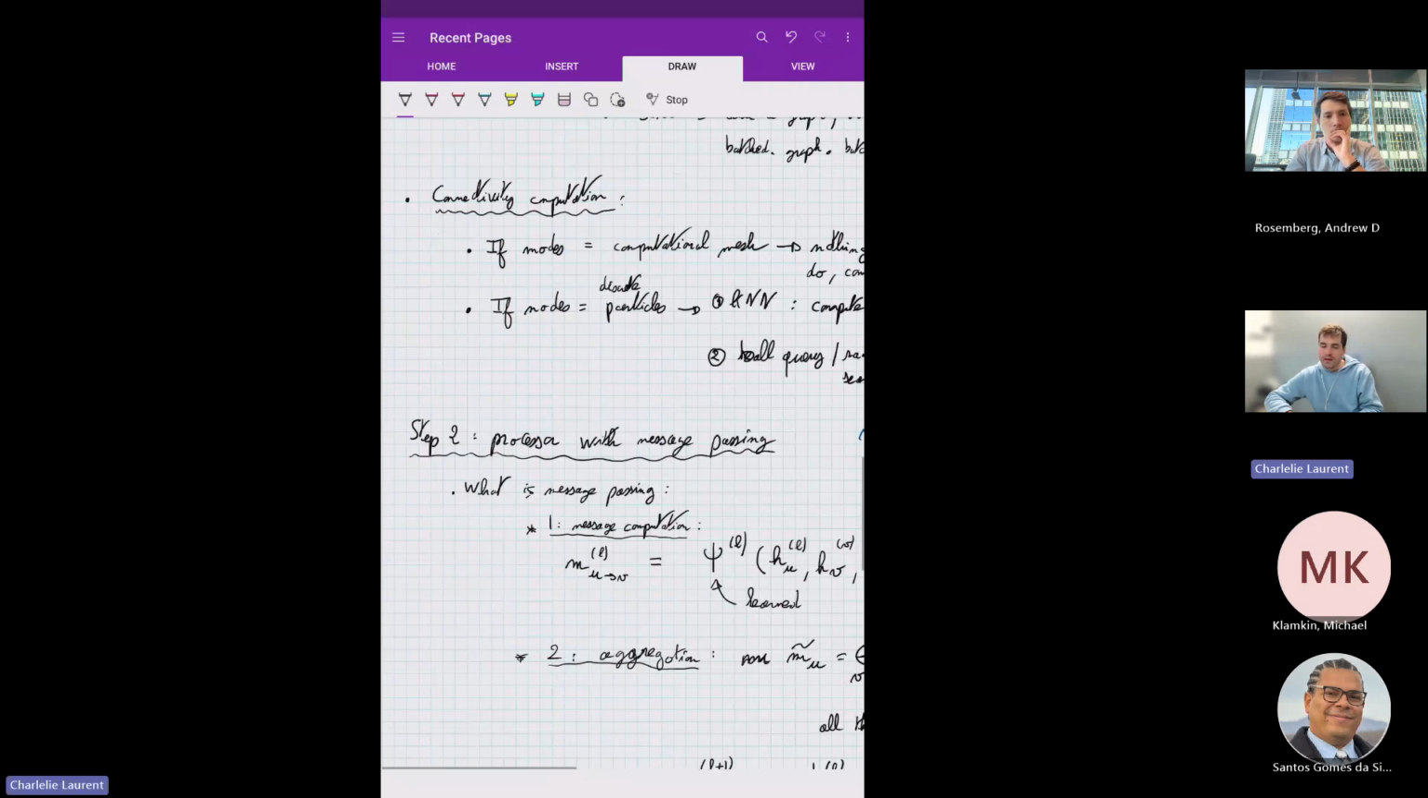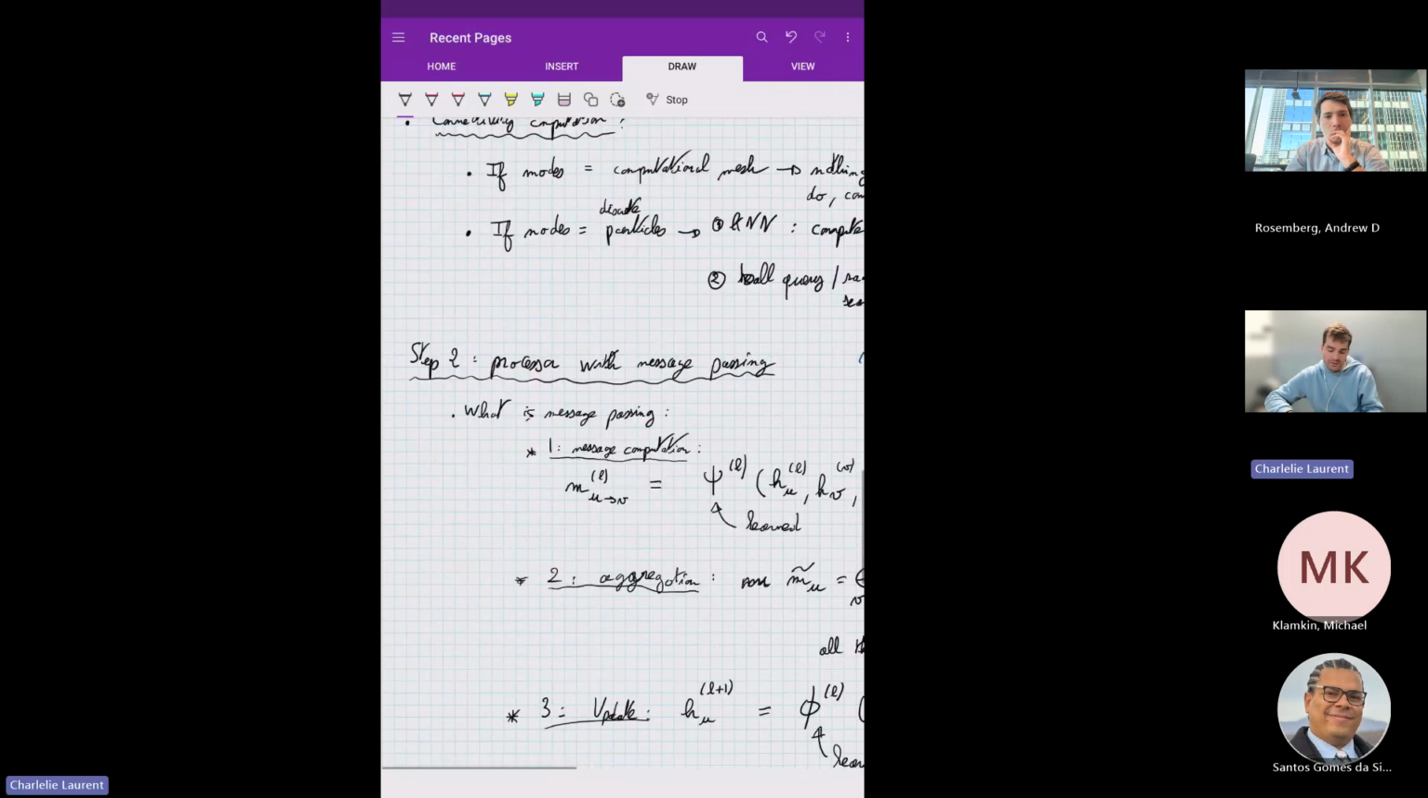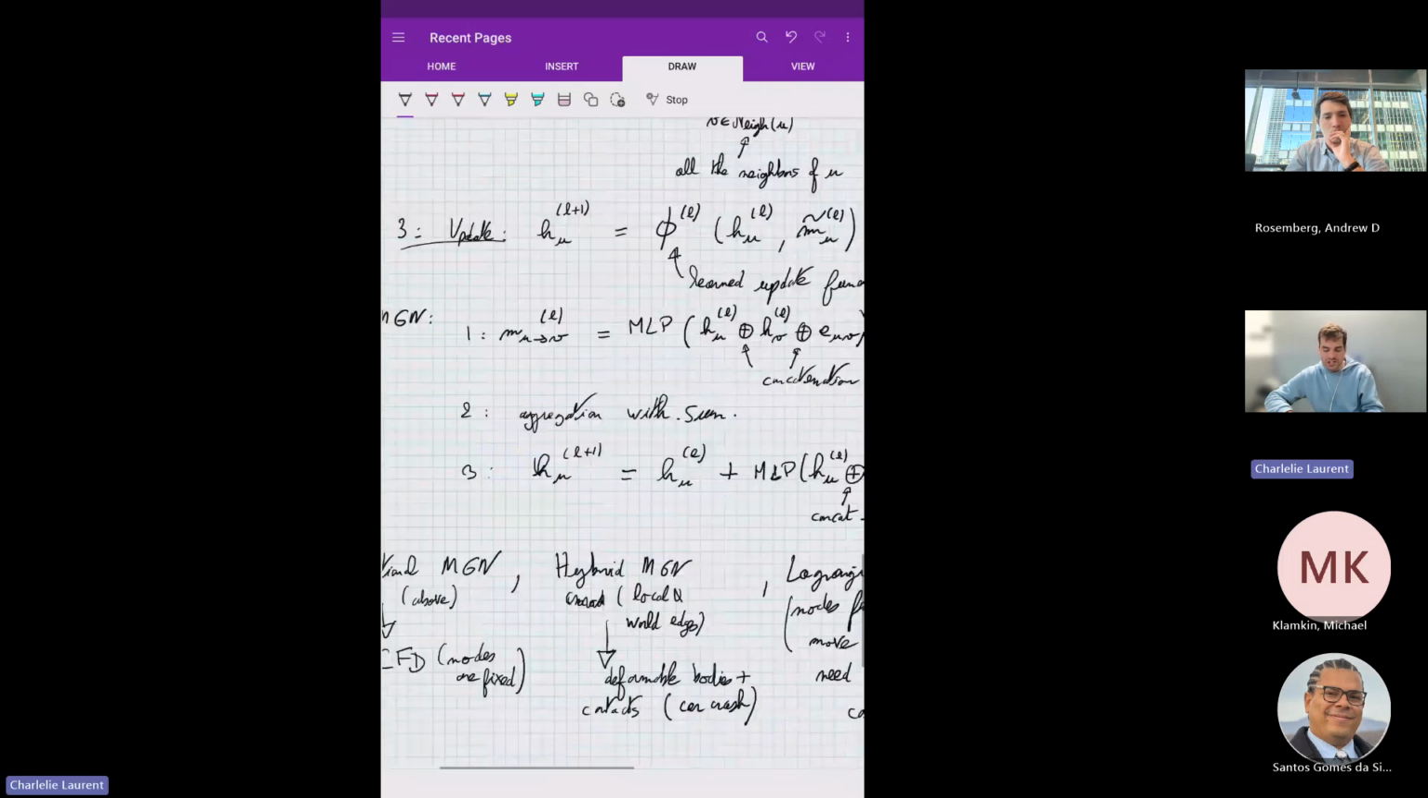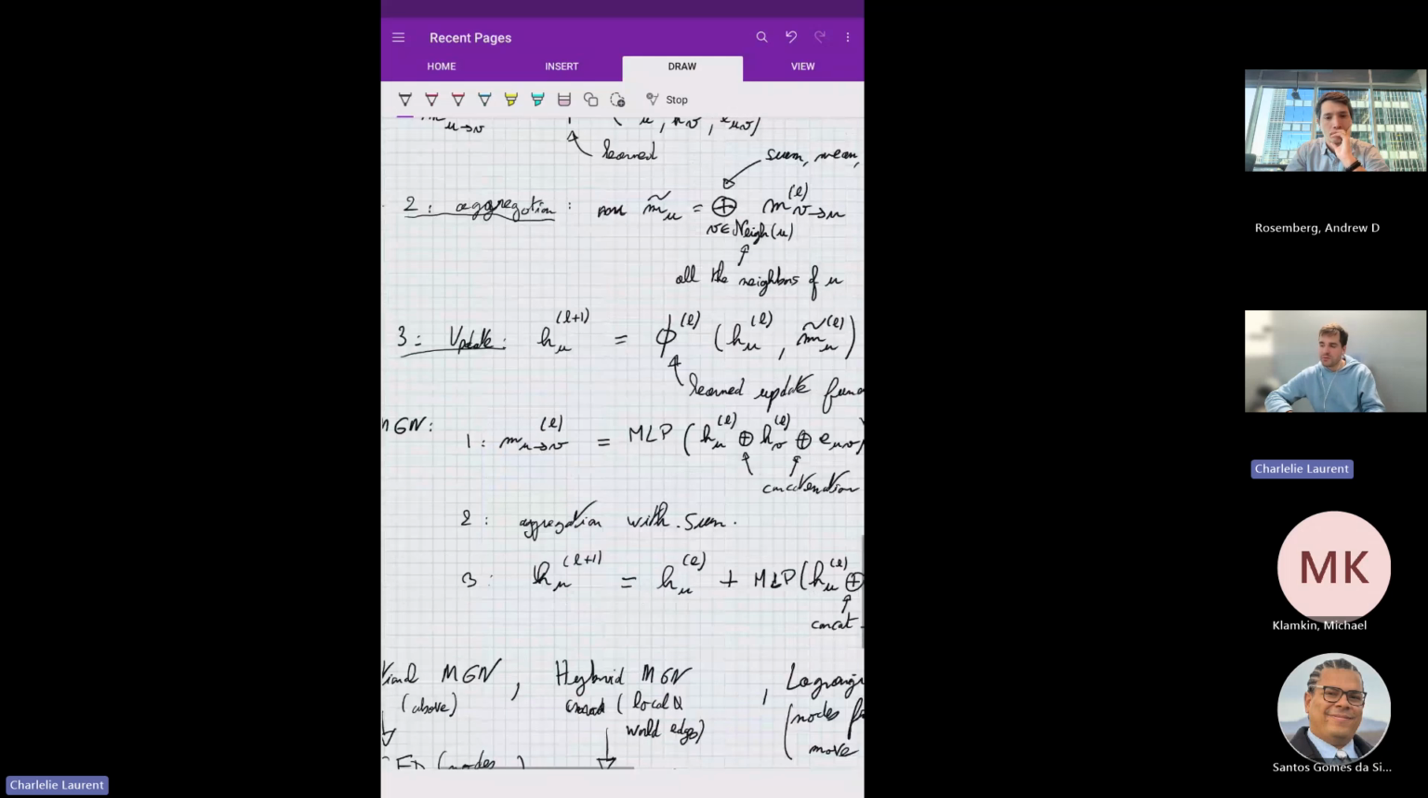And I will go even further: you can see that the MLP is actually shared between all layers. So if you have 15 layers, it's a bit like the MLP has seen 150,000 different nodes. So it can really extract a lot of information, and it can generalize to many more things after.